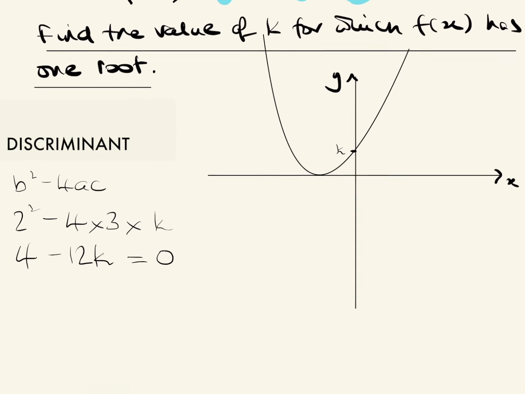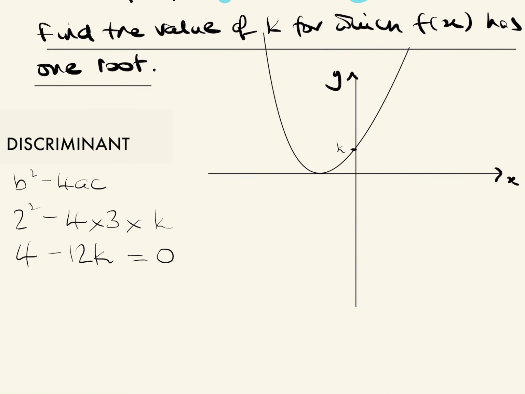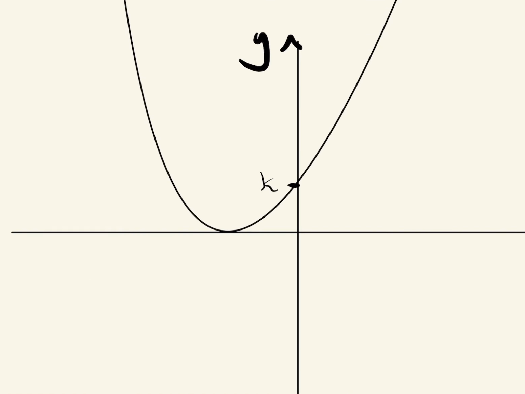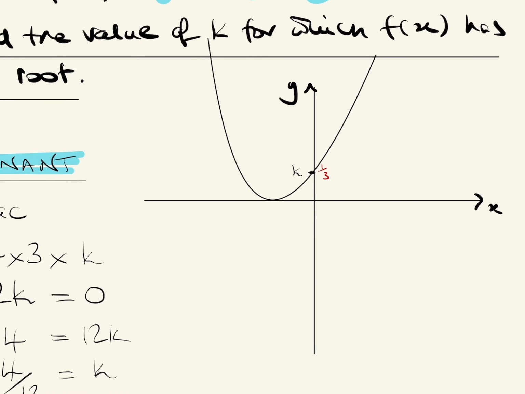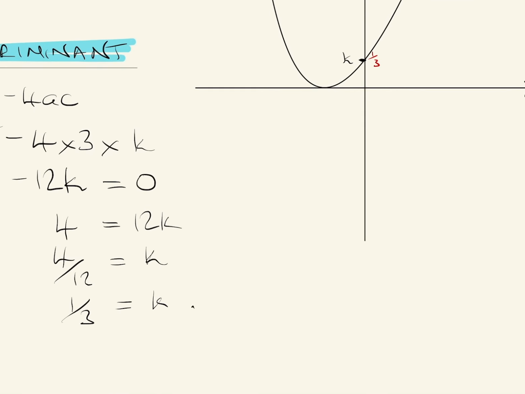And so we've got a bit of manipulation there to do algebraically. We could say that 4 equals 12k, and we could say that 4 over 12 equals k, and therefore 1/3, just simplifying, equals k. So what I've found is that this point here, where the graph goes through the y-axis, is at 1/3. So if we're going to have a quadratic that has one real root, because it sits on the x-axis, then it's going to go through the y-axis at 1/3. That's what we found here.